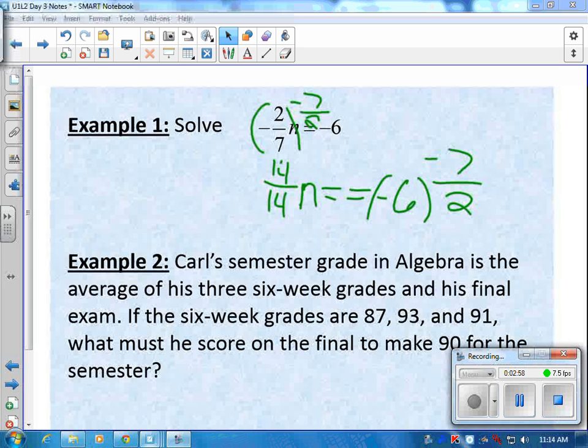So what we do to one side of the equation, we must do to the other. I can't only multiply by the reciprocal on the left. I have to multiply by the reciprocal of that fraction on both the left and the right.